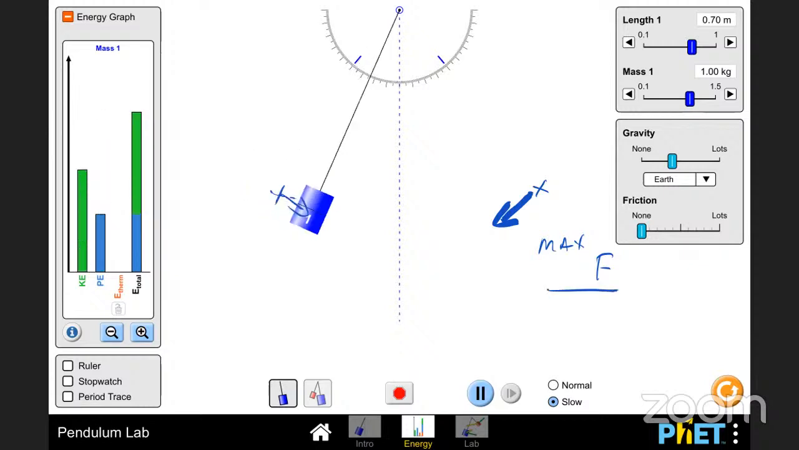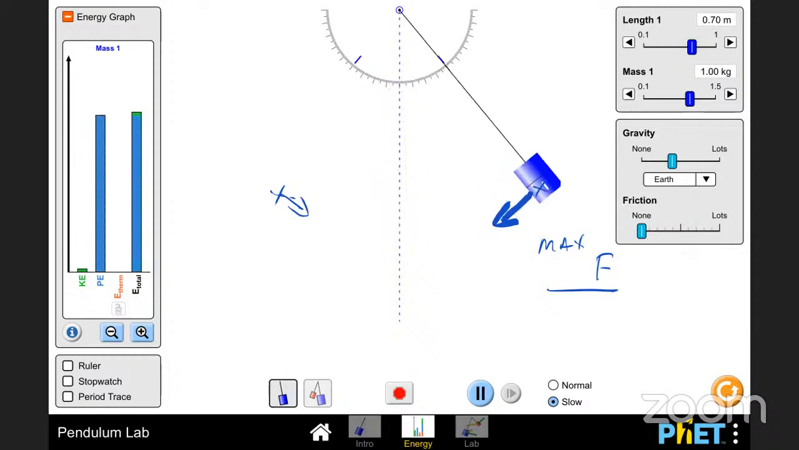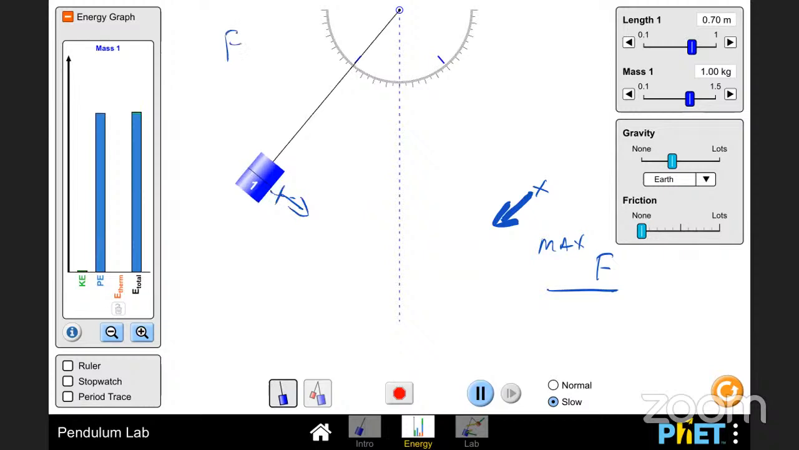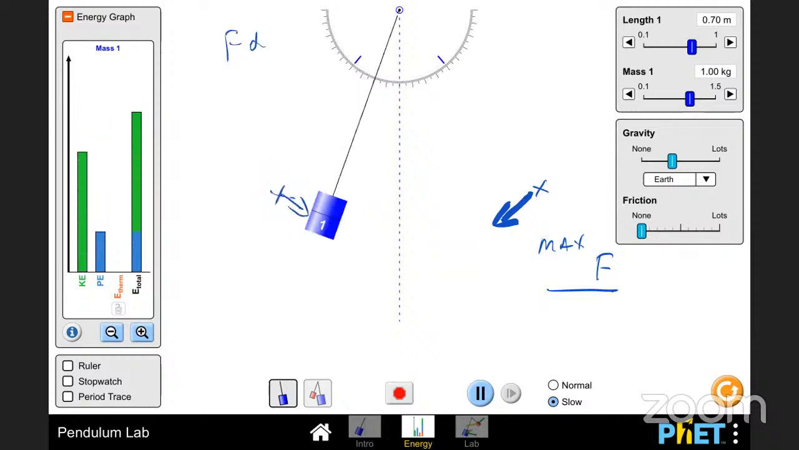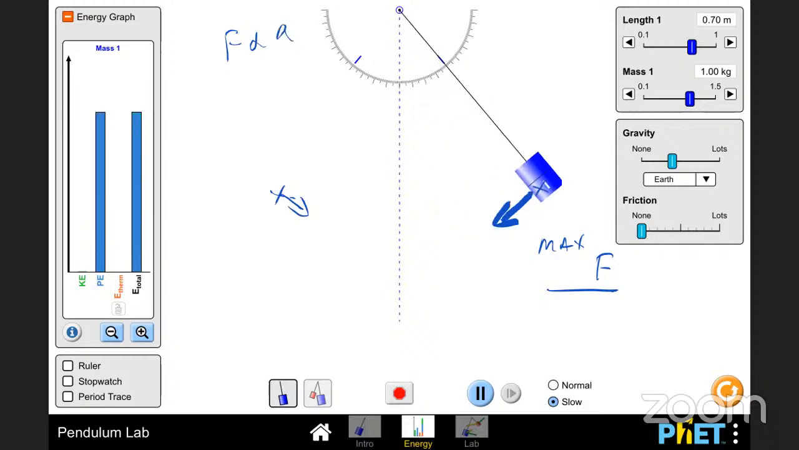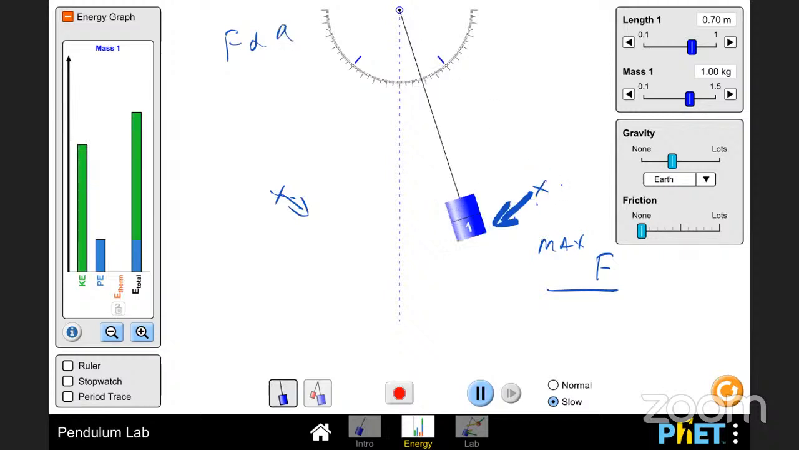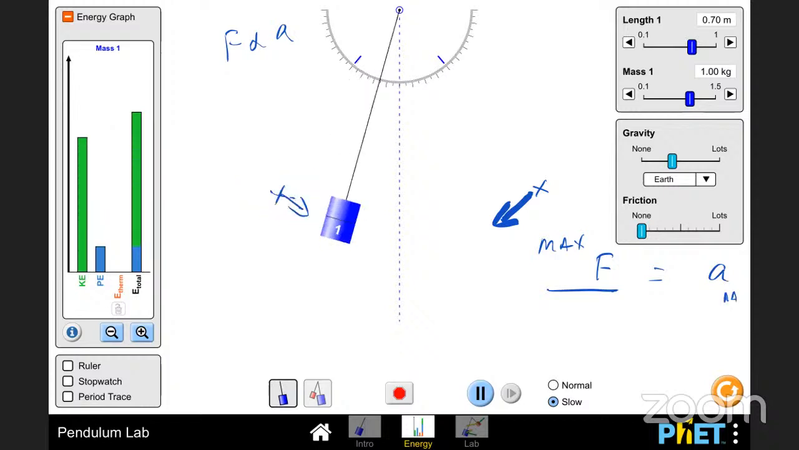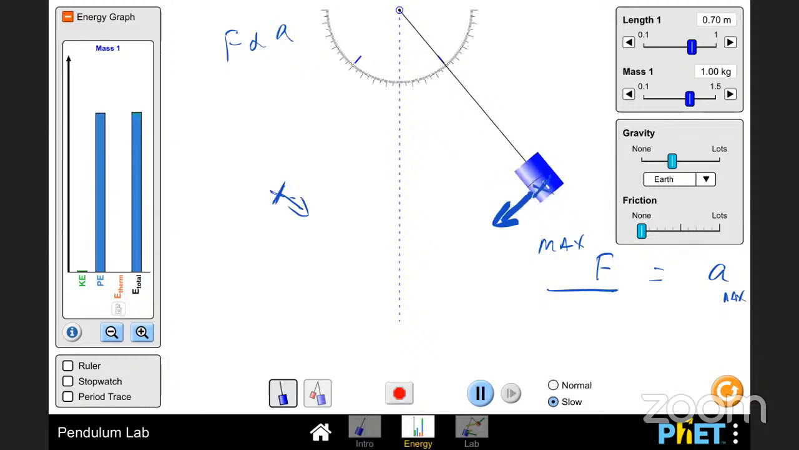So what else is maximum at that point? Energy and something else. Newton's second law: force is proportional to what? Force is proportional to acceleration. So at those points, acceleration is maximum. Are you okay with that?